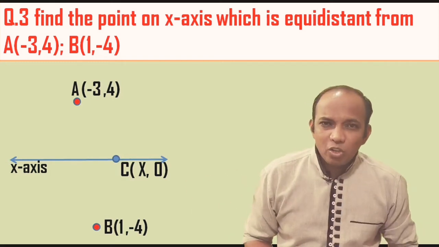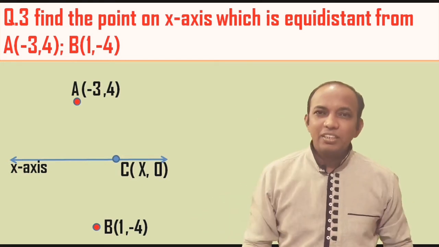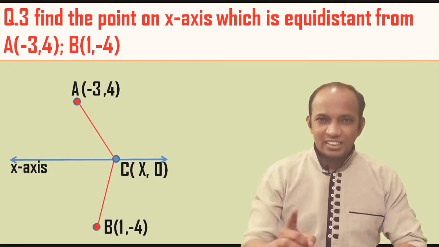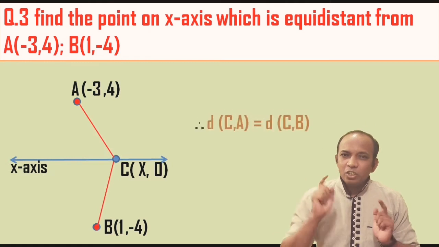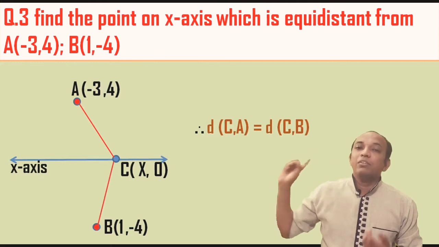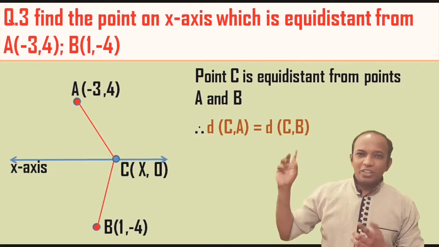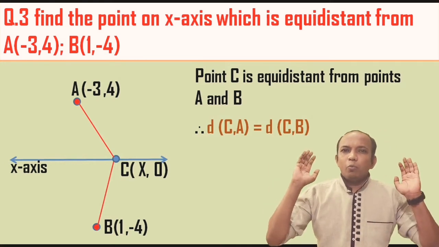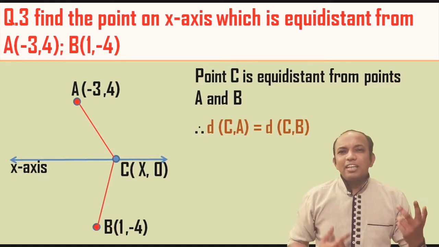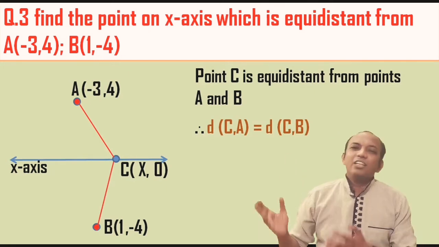One more piece of information is given in the question, that is, point C is equidistant from A and B. That means if we join CA and CB, their length or the distance must be equal, isn't it right? So we can say distance CA must be equal to distance CB, because point C is equidistant from points A and B. Once we apply the distance formula to AC and BC, then by carrying out a few calculations and a few shifts, we'll get the value of x.